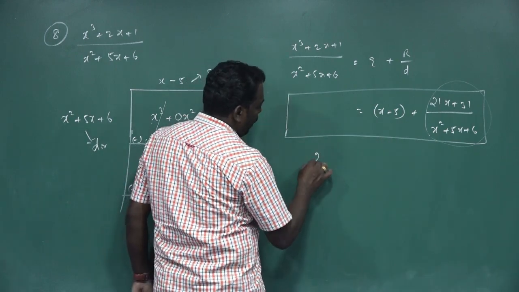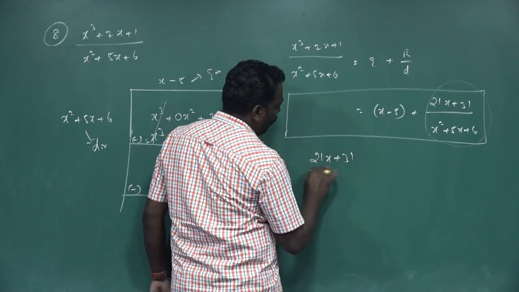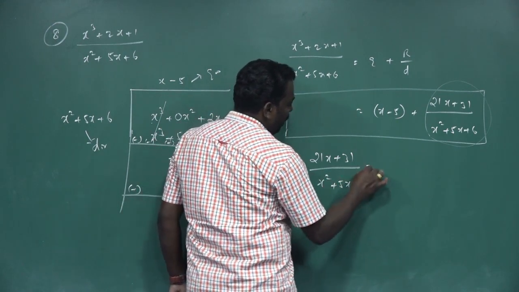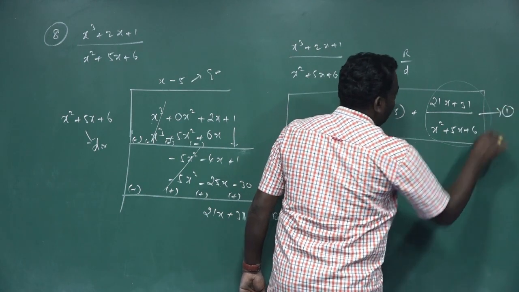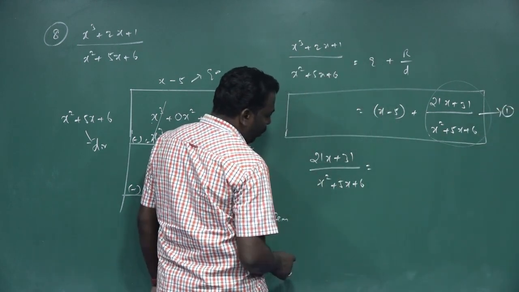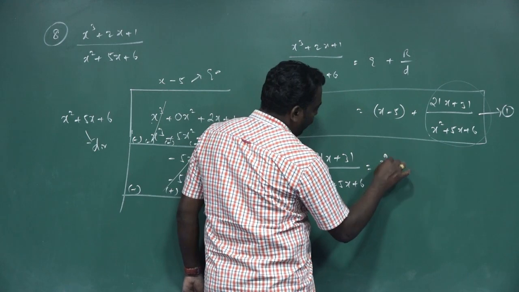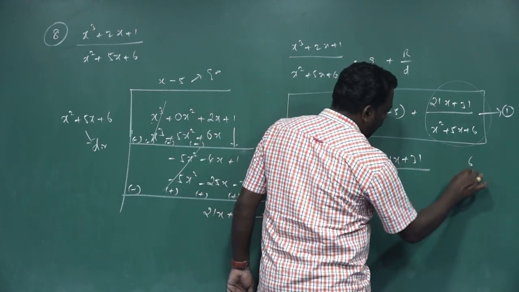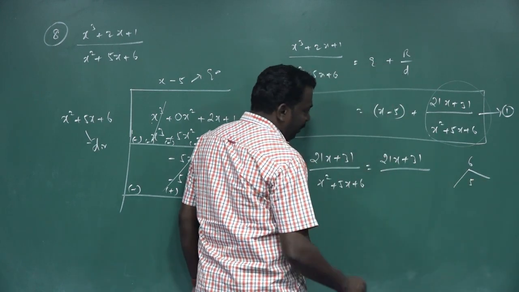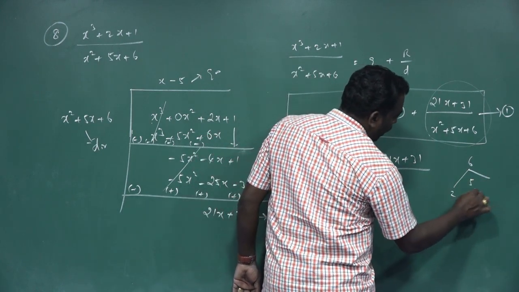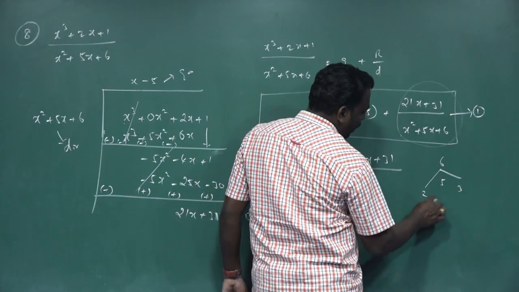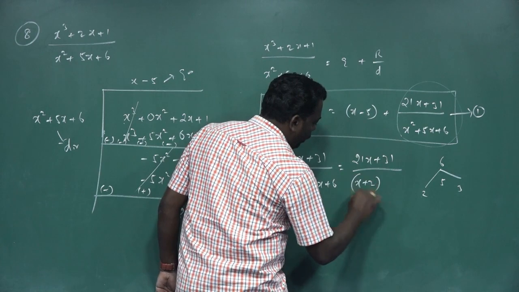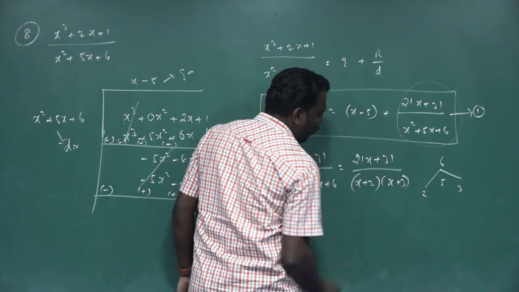Now let us consider (21x + 31) / (x^2 + 5x + 6), and call this equation 1. Now we have to factorize the denominator. For factorizing 6 and 5, we want two terms that multiply to 6 and add to 5: 2 and 3. Two threes are 6, and adding gives 5. Therefore (x + 2)(x + 3) are the two factors.